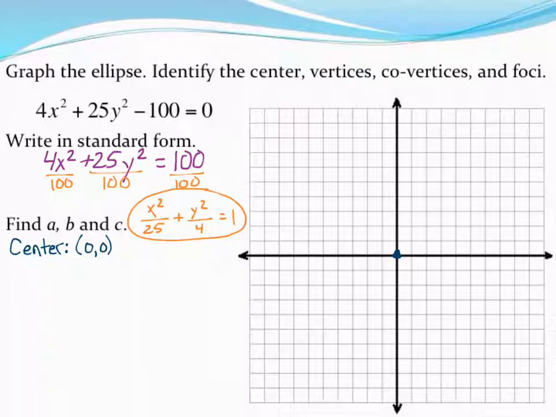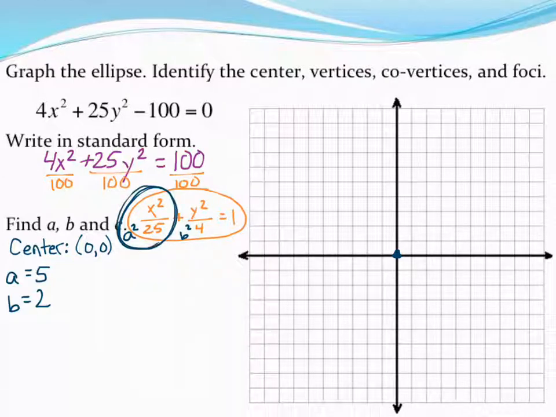Next up, the a and the b values. Well, a squared is always the bigger of the two values, at least the way I do it. So a must be 5, the square root of 25, and b must be 2, the square root of 4. I like to think of them as the long radius and the short radius. I guess a more accurate name is the semi-major and semi-minor axis, but whatever. Since the a squared value is underneath the x variable, this ellipse is going to be more stretched out in the horizontal, or x, direction.